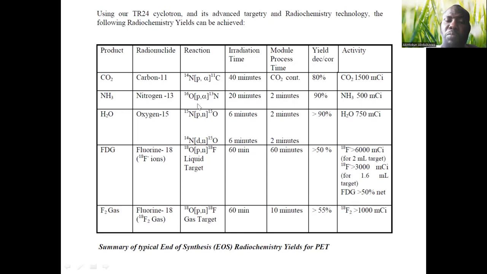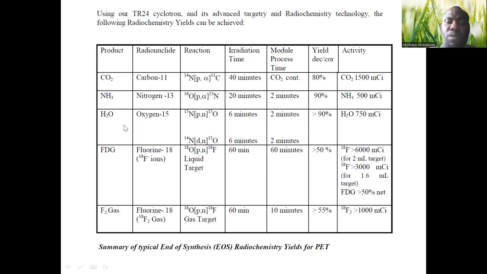And we bombard the proton also. You understand? And we get nitrogen 13, which is further processed to get ammonia. So the optimal running time, when you get to the saturation, is of course around 20 minutes. And the module time is 2 minutes, and the yield is 90%, 500 millicuries, less than 1 curie.